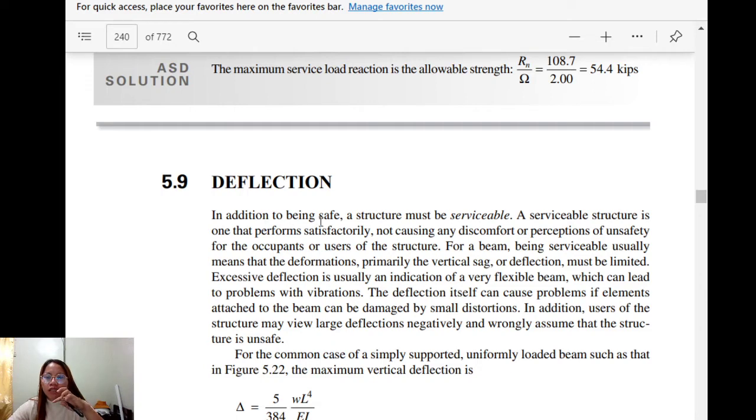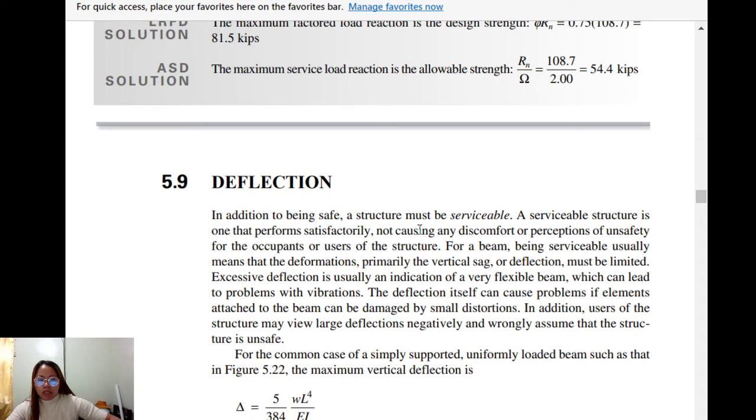In addition to being safe, the structure must be serviceable. So, what we did earlier, we check the strength of the section, but not only strength, no? We have what we call serviceability. So, serviceability meaning a serviceable structure is one that performs satisfactorily, not causing any discomfort or perceptions of unsafety of the occupants or users of the structure.